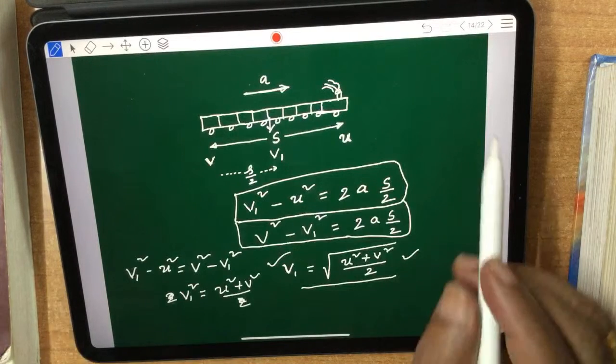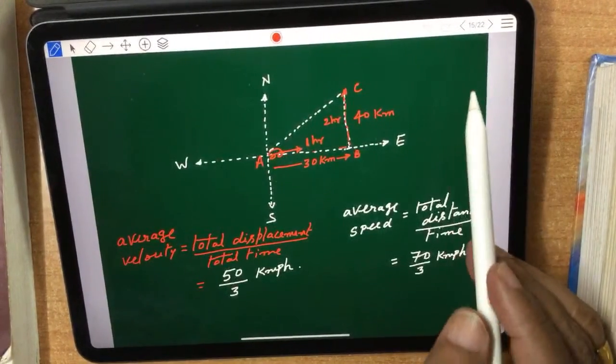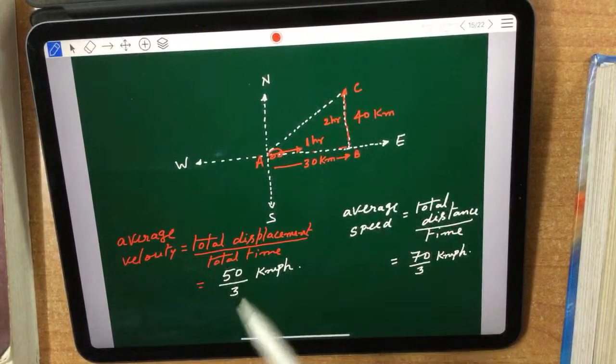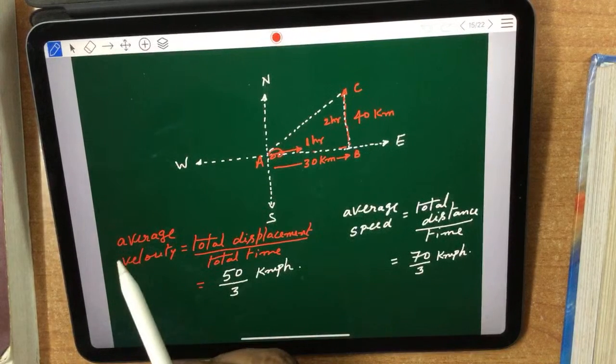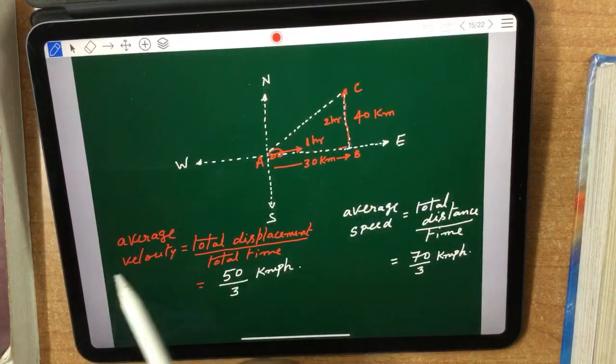Okay, good. Let me go to the next one. Of course, I want to give just a small idea, because most of you already know this concept. Okay, good. Look at this.